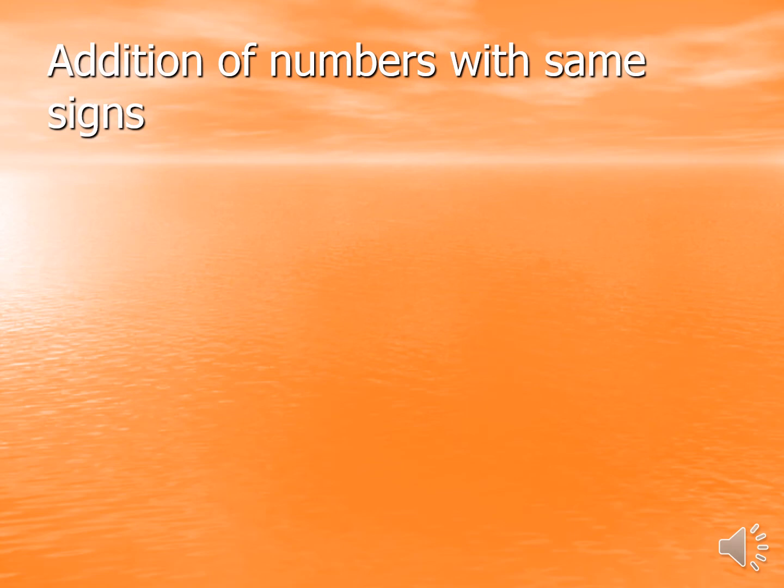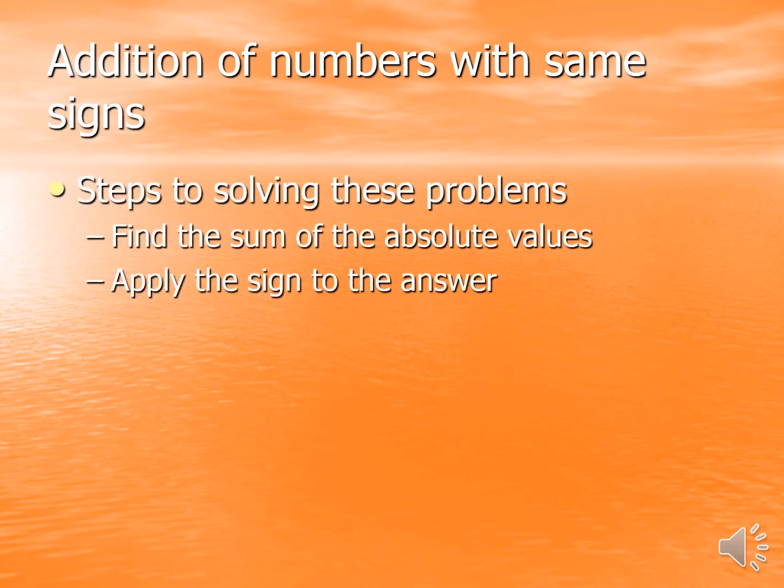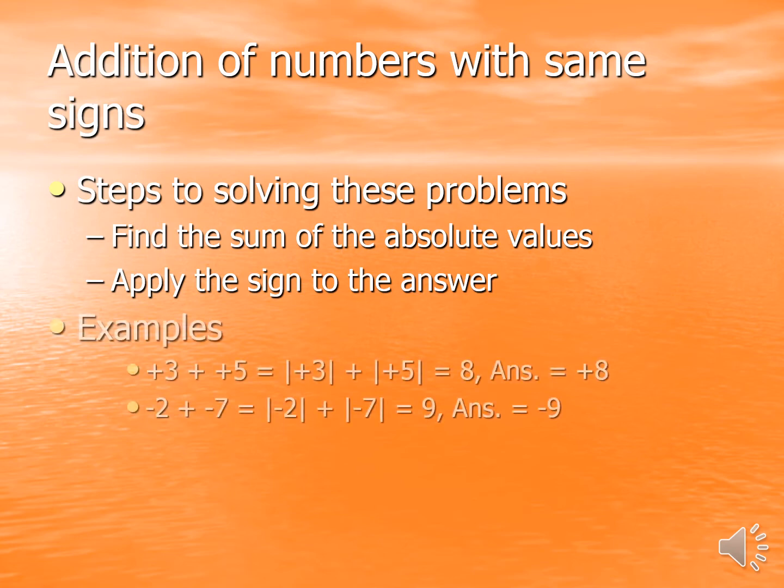For addition of numbers with the same signs, we want to find the sum of their absolute values and apply the sign to the answer. For example, positive 3 plus positive 5 is equal to the absolute value of positive 3, which is 3, plus the absolute value of positive 5, which is 5. And we get 8. The answer is positive 8. Negative 2 plus negative 7, we take the absolute value of both and we get 9. But we apply the sign and it's negative 9.